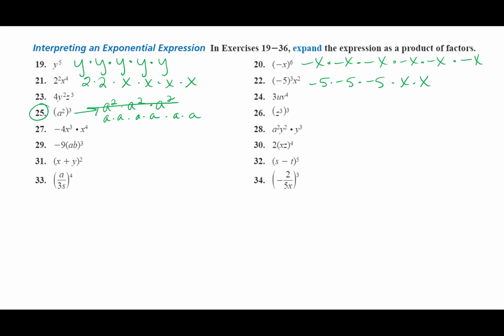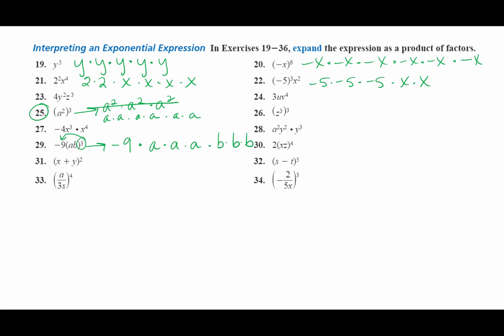Okay, take a look at 29. 29 is negative 9. Then there's the set of parentheses, ab cubed. Notice there's parentheses around the ab, and there's the exponent 3 right after the parentheses. The exponent of a 3 is not connected to the negative 9. So your answer will have one negative 9. It will have 3 a's and 3 b's with multiplication signs between them all.